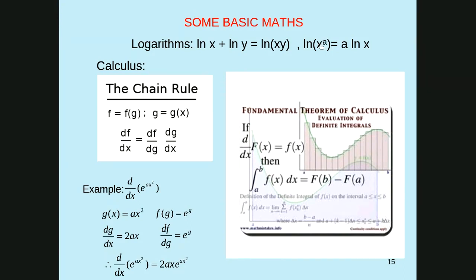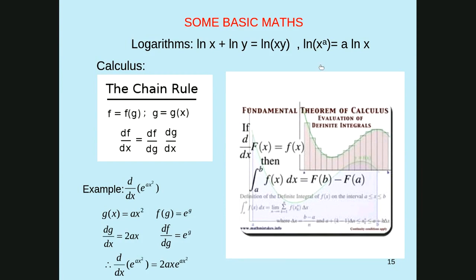Now the ln of x squared is the ln of x times x. So that would correspond to x equals y here, right? So that becomes ln x plus ln of y, which is 2 times ln x, right? So indeed, the same rule applies, and by induction, you can show that to be true for any integer value of a, at least.